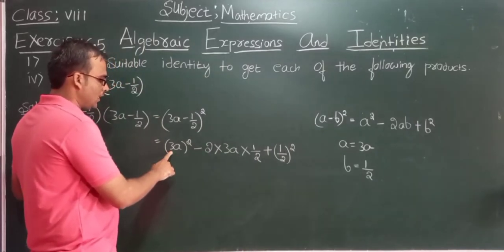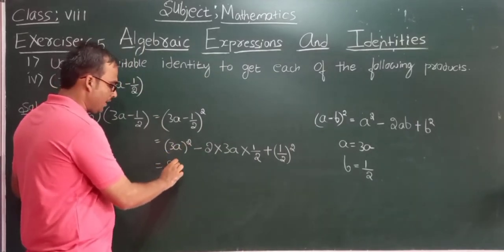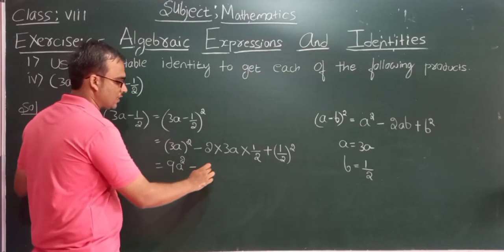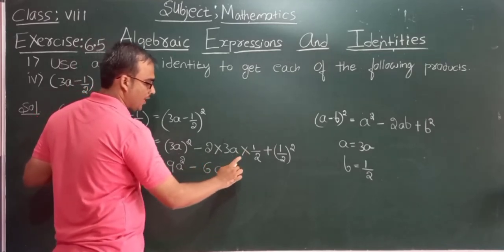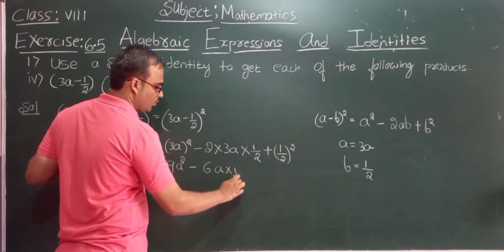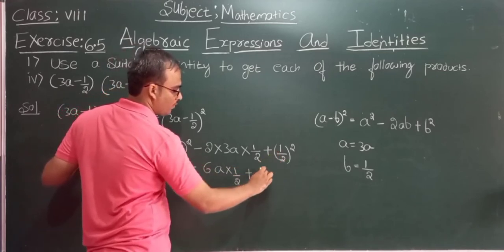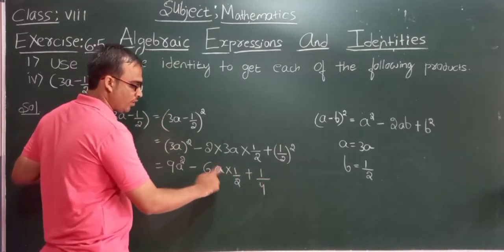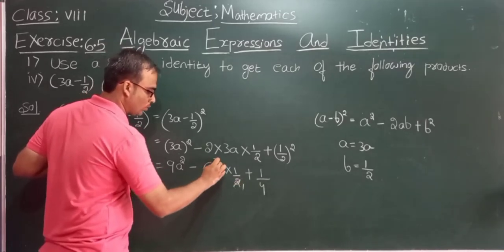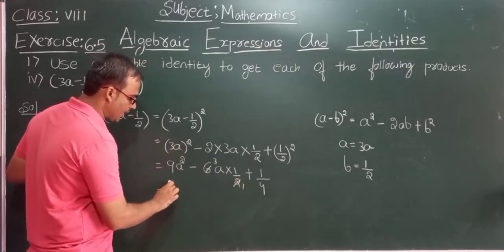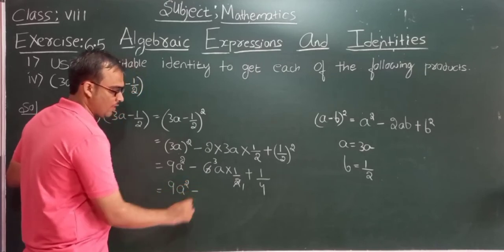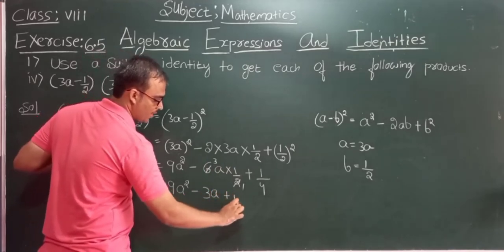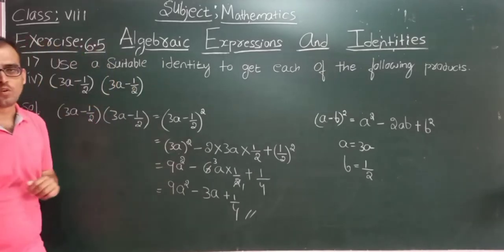Okay, now 3 square means 3 3s are 9. A square means a into a. A square minus 2 3s are 6 into a, 6a, and here 1 by 2 is there, into 1 by 2, plus 1 1s are 1, 2 2s are 4. So this, students, 6 is nothing but 6 into a, so we can cancel this. 2 1s are 2, 2 3s are 6. Now we can write further as 9a square minus 3 1s are 3, and here is a, plus 1 by 4. Okay, so this is the solution for the fourth problem.